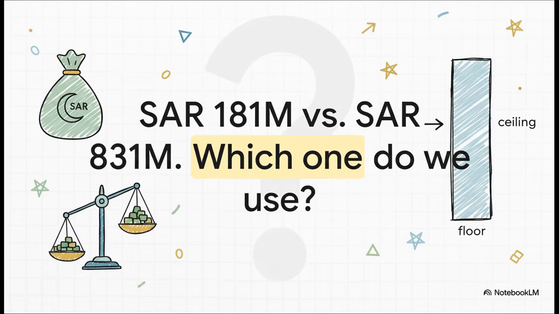So let's just lay the problem out there. Our first method gave us 181 million. Our second one gave us a whopping 831 million. The gap is massive. So how in the world do we resolve this?